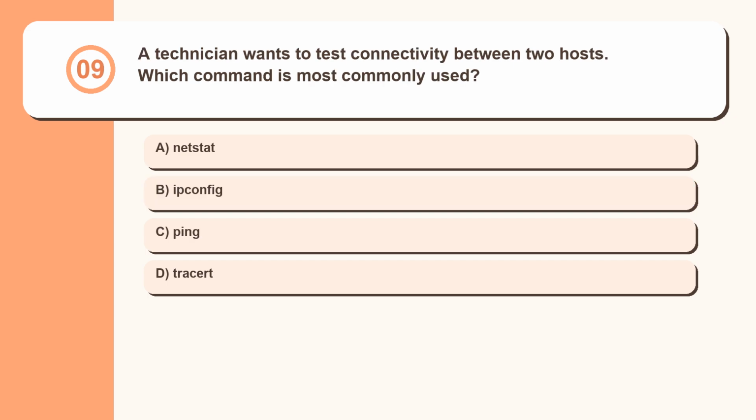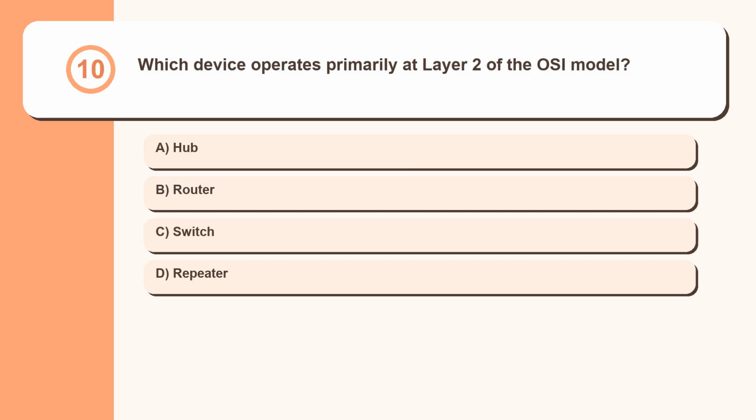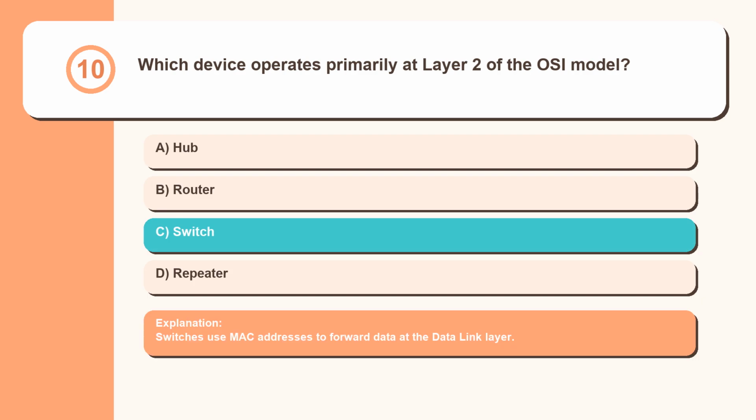Question 9. A technician wants to test connectivity between two hosts. Which command is most commonly used? Netstat, ipconfig, ping, tracert. The ping command uses ICMP echo request/reply to test basic connectivity. Question 10. Which device operates primarily at layer 2 of the OSI model? Hub, router, switch, repeater. Switches use MAC addresses to forward data at the data link layer.